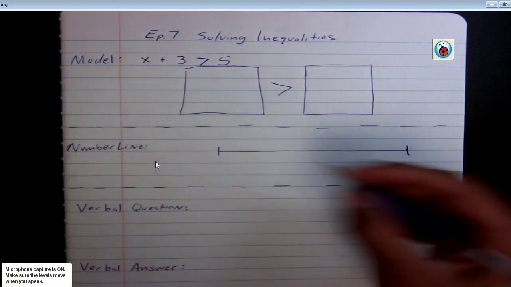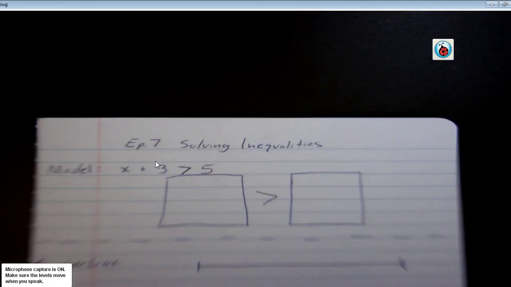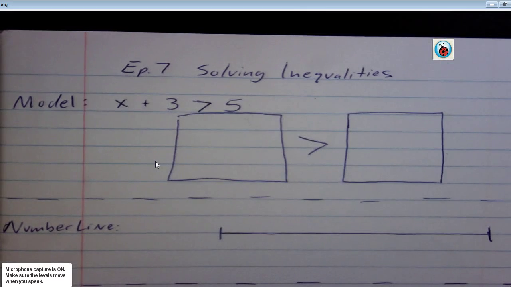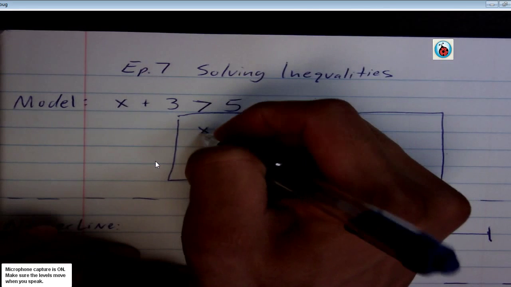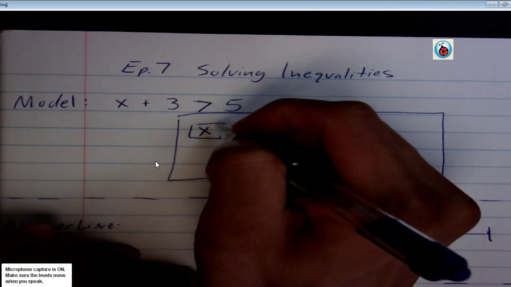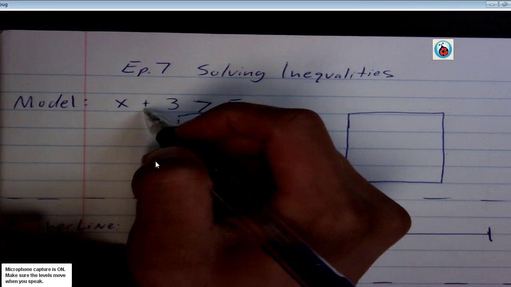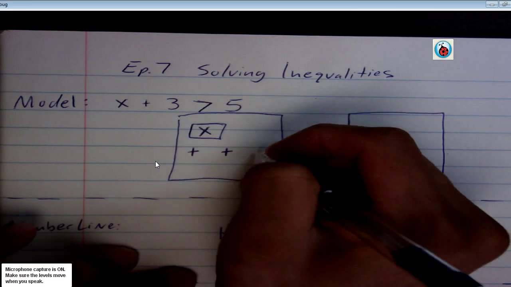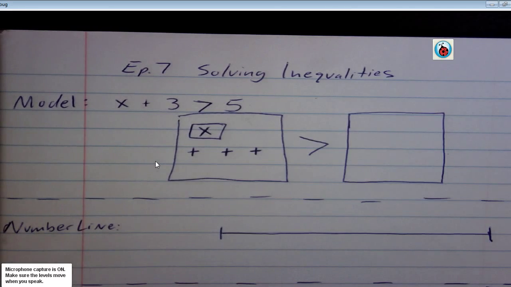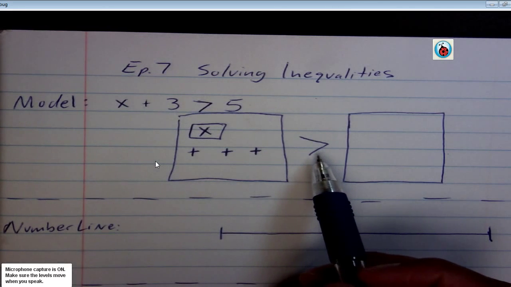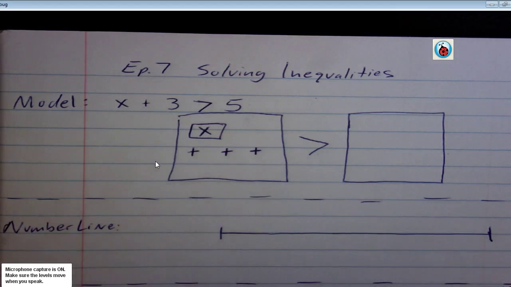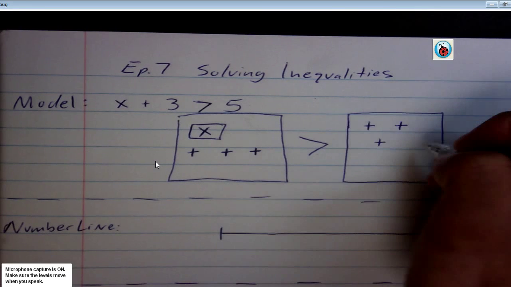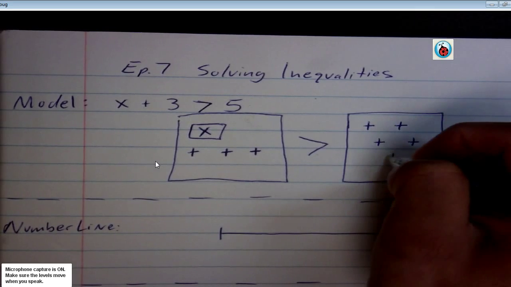So it says x plus 3 is greater than 5. So we're going to draw this out like we do on the Dragon Box, like we did last week. You're going to draw your box here, like your Dragon Box. And then we're going to draw 3 positives: 1, 2, 3 is greater than. So instead of putting an equal sign in the middle, we're going to put a greater than sign in the middle. And then we're going to do 5 positives: 1, 2, 3, 4, and 5.